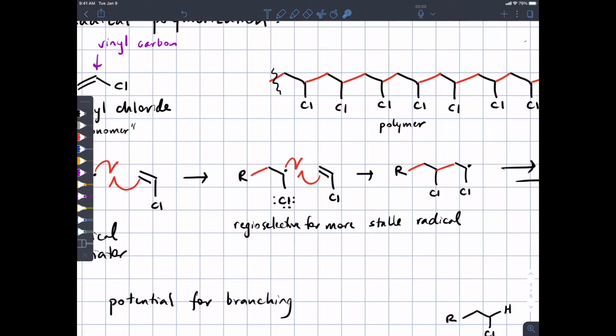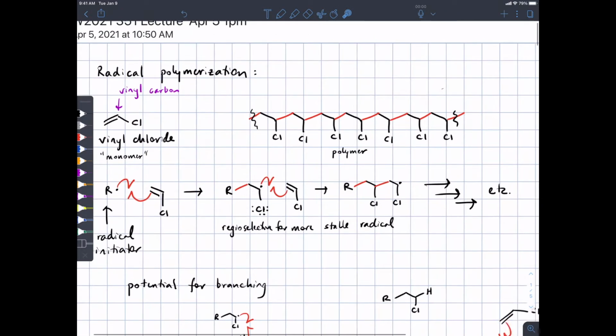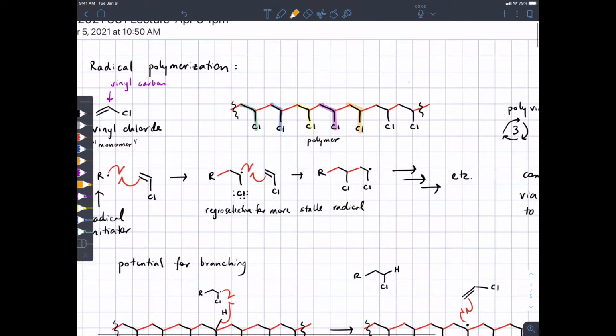Once you've got that new radical, it can encounter another monomer of the vinyl chloride to create another bond and a new radical, and so on until you start to extend the polymer chain indefinitely. And you do this until you run out of vinyl chloride monomer. And so the number of individual polymer subunits can be in the hundreds to thousands.